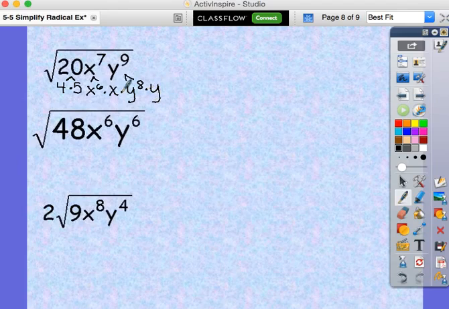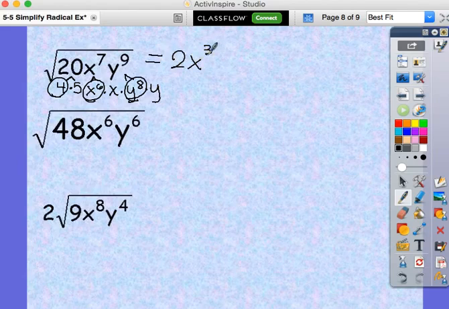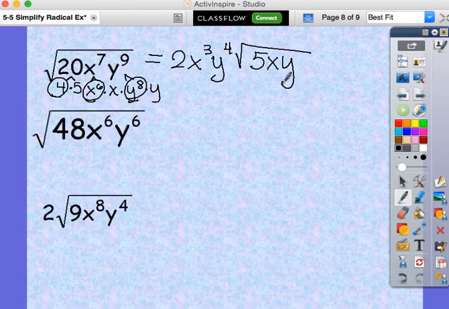Very good. Okay, circle the ones that can come out. Those would be 4, x to the 6 and y to the 8. So that comes out as 2x to the third and y to the fourth, then square root of 5xy. Very good.